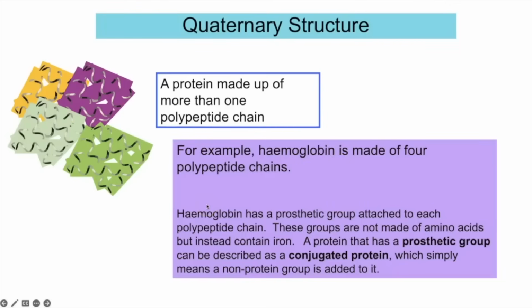Now, hemoglobin also has a prosthetic group attached to each polypeptide chain, and that is the heme group. And a prosthetic group is one that is not made up of amino acids, and for a hemoglobin molecule, the prosthetic group doesn't contain amino acids, but instead it contains the ion. A protein that has a prosthetic group, such as hemoglobin, can be described as a conjugated protein, which simply means a non-protein group has been added to it.